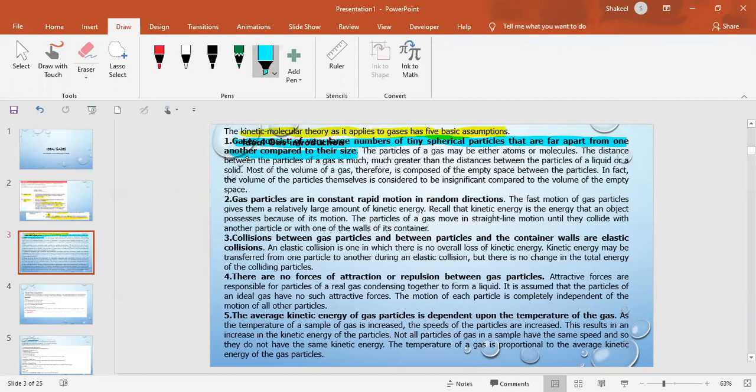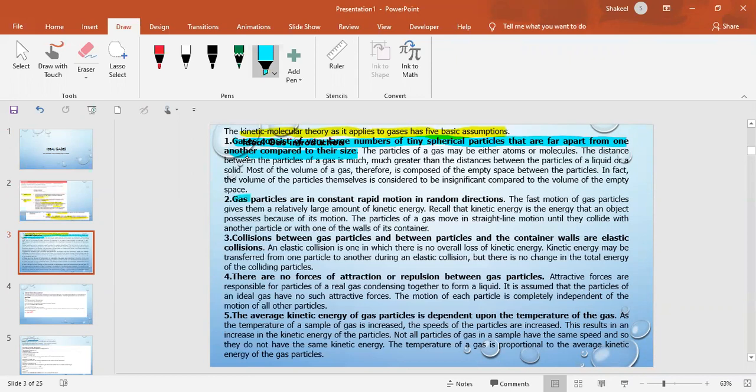And then obviously most of the volume occupied by the gas will consist of empty space, and there will be large empty spaces between the particles. So if we combine the volume of all the gas particles and compare it with how much volume the gas is occupying, there would be a significant difference between the two. The volume occupied by the gas would be much greater than the total volume of the individual gas particles.